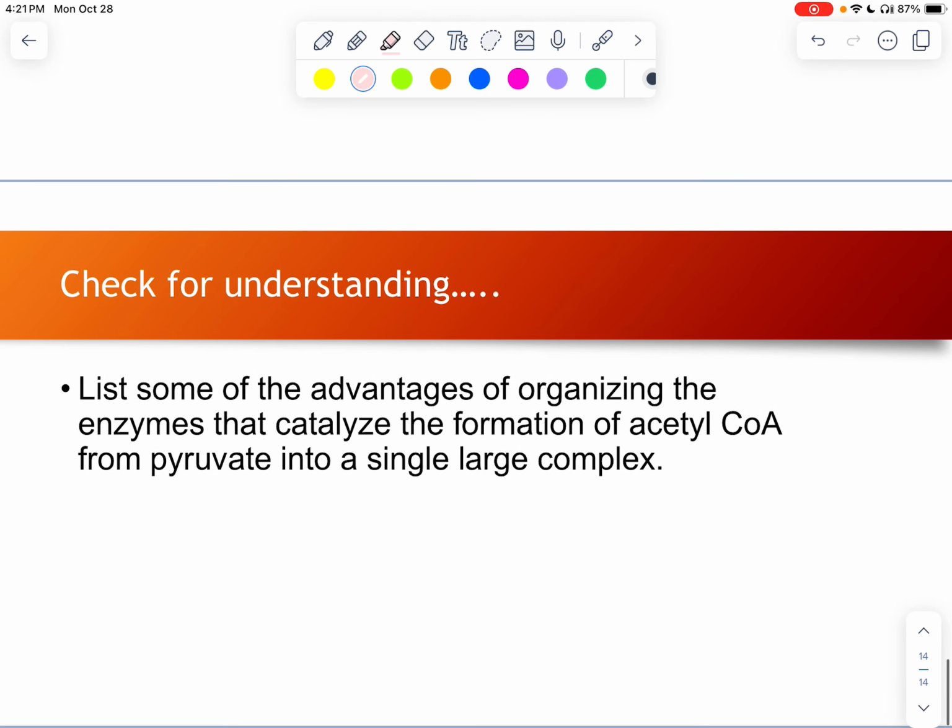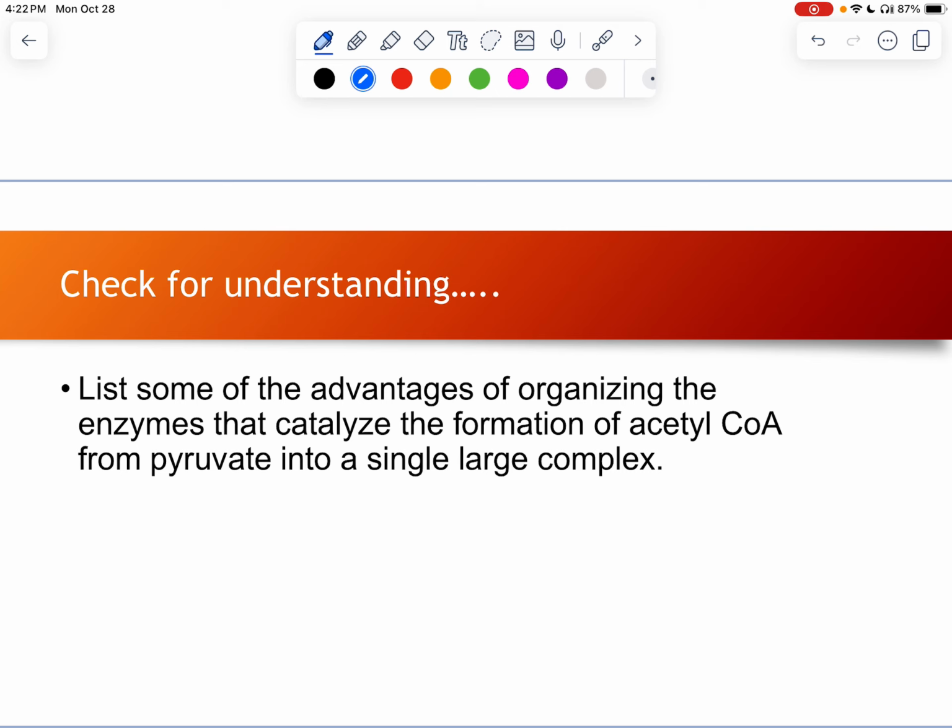Okay, let's talk about this real quick. We want to think about some advantages of organizing the enzymes that catalyze the formation of acetyl-CoA from pyruvate into a single large complex. You might pause for a minute and think about what you think those advantages would be. Think about why that would be helpful to your body. This is an important piece. We have this complex held together by these strong IMFs, and they have to be held together to be functional.